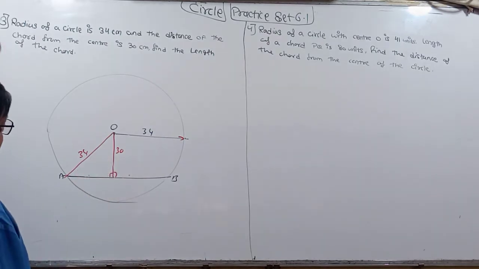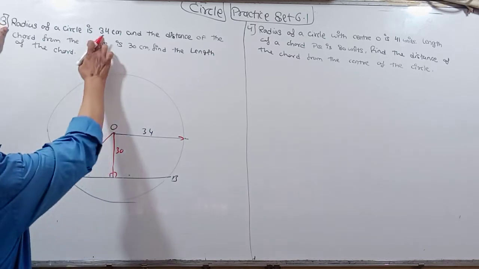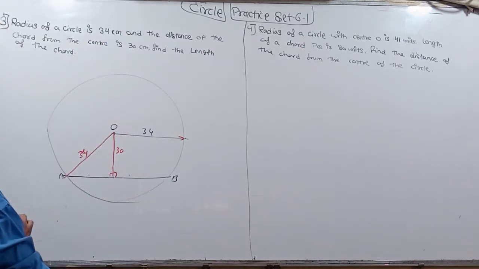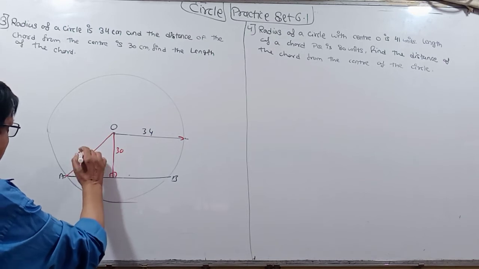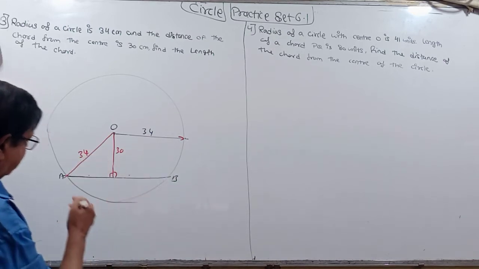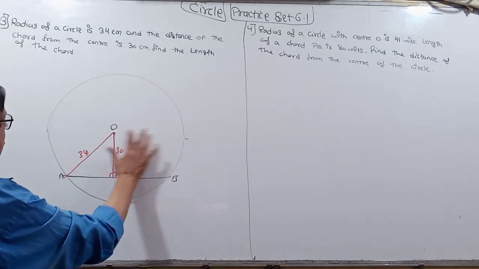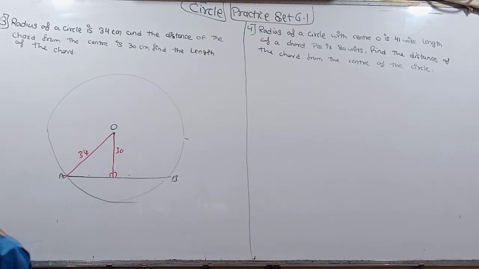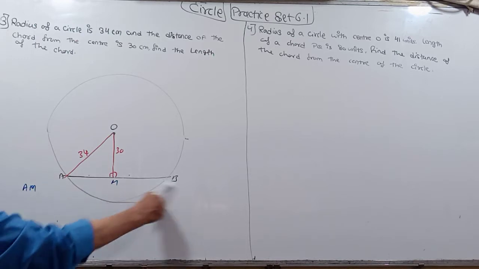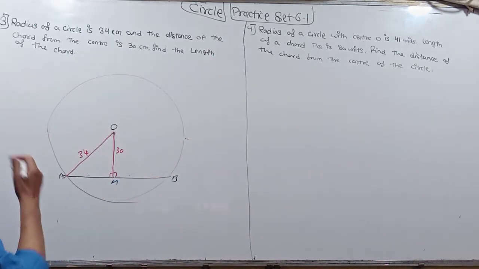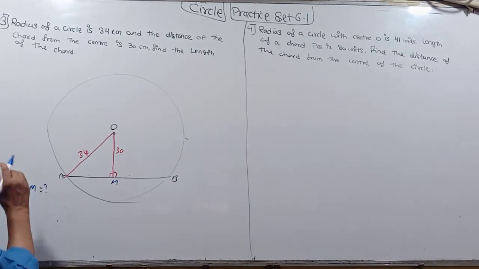Radius of the circle is 34, and the distance of the chord from the center is 30. This is 30. Nothing else is given. We have to find AB. AB equal to what? We give this point a name, M. We find AM. If I find AM, twice AM equals AB, that is the length of the chord. So, AM equal to what?